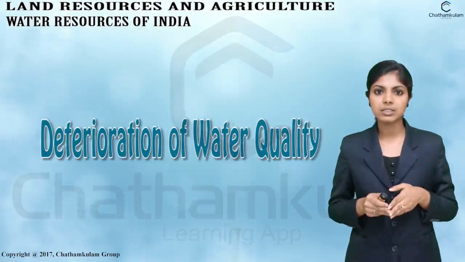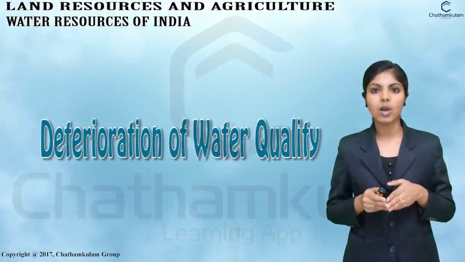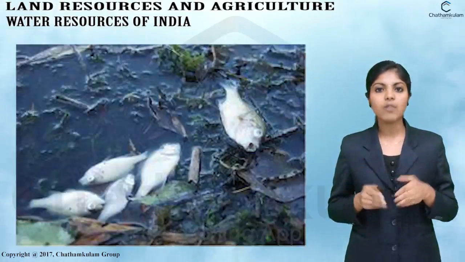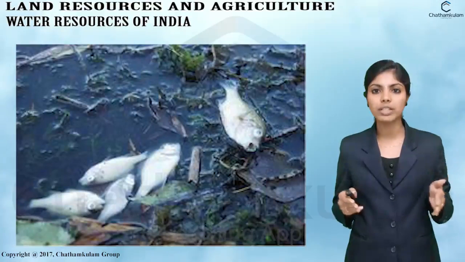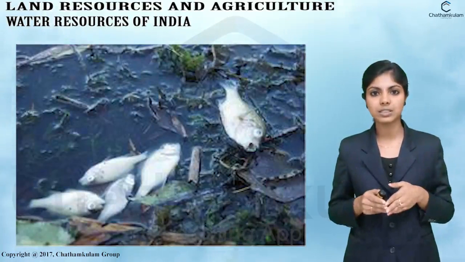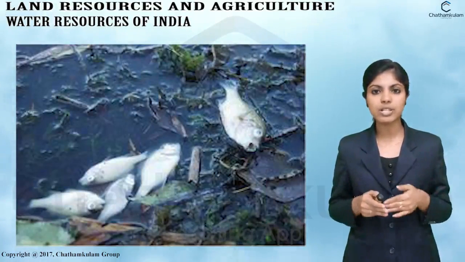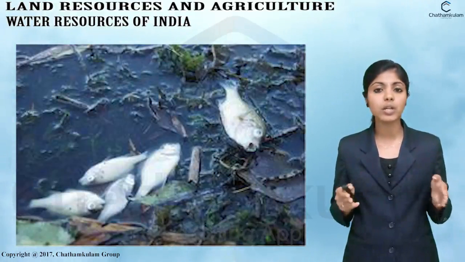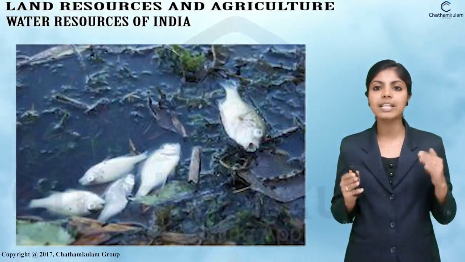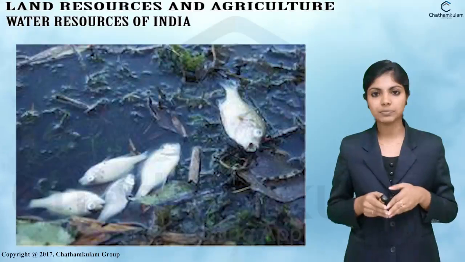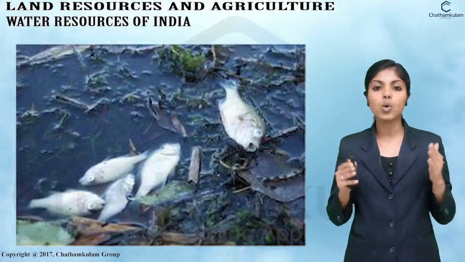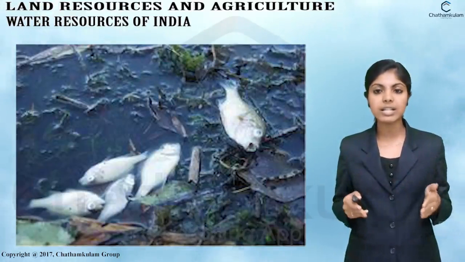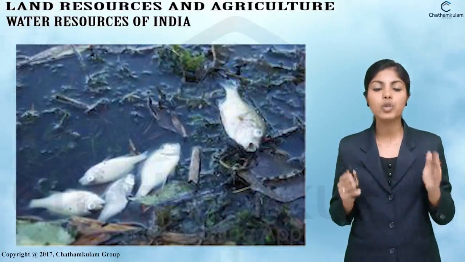Next, deterioration of water quality. Water quality refers to the purity of water, or water without unwanted foreign substances. Water gets polluted by foreign matter such as microorganisms, chemicals, industrial and other waste. Such matter deteriorates the quality of water and renders it unfit for human use.